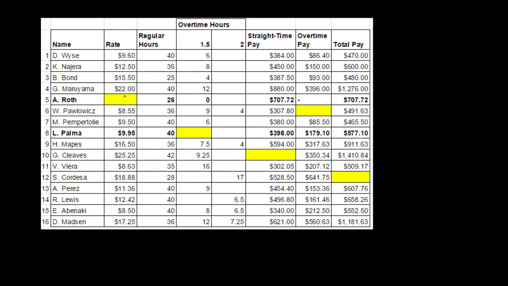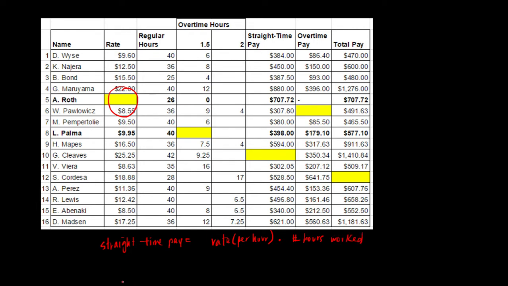Take a look at A. Roth, for example. We need to find this person's rate, as in what they're paid hourly. Now, if you think about Lesson 1, one of the major equations that we used was that straight time pay, or just normal pay, is equal to our rate per hour multiplied by the number of hours that we worked.